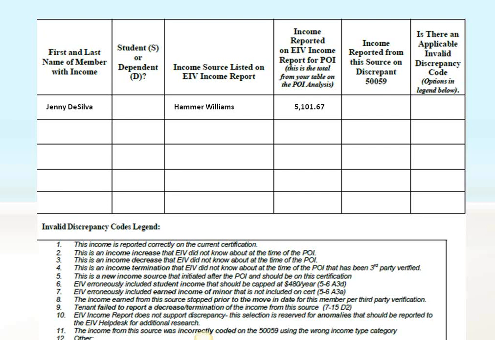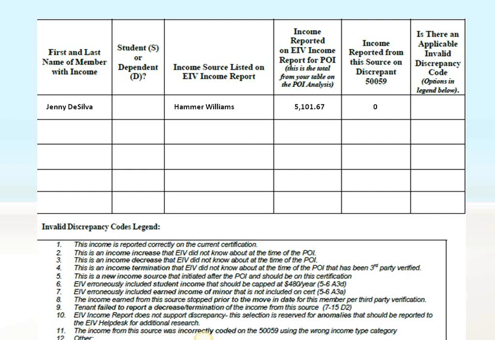Right? Say that again? It's 0 for everything, right? Correct, because remember, there was no EIV recognizable income on that 12/1/17 IR. On the projected annual wages and benefits row, it says 0. That means that's the sum of EIV income. It shows 0. None of these had income, right? So the income reported on this source on the discrepant 5.9 would be 0.